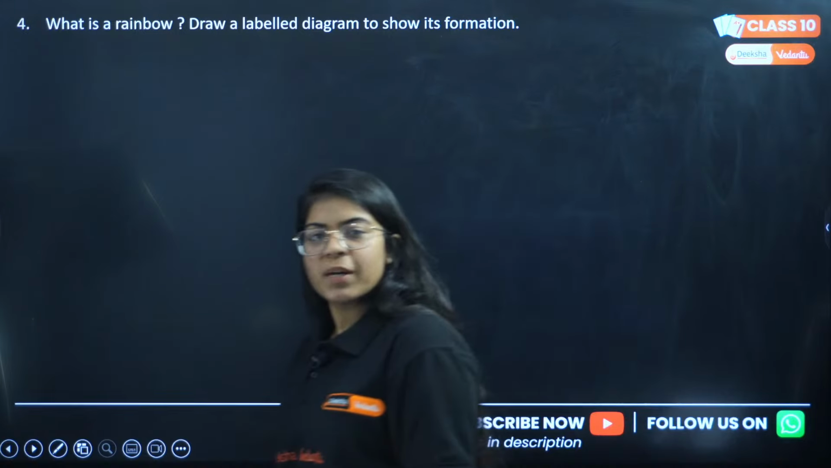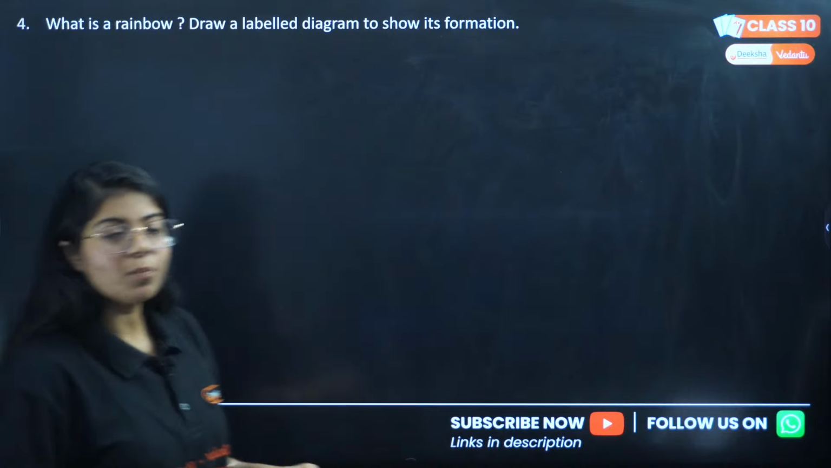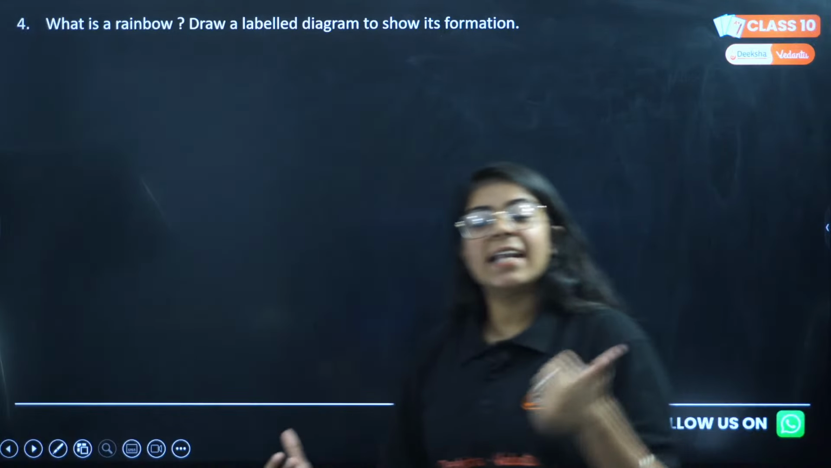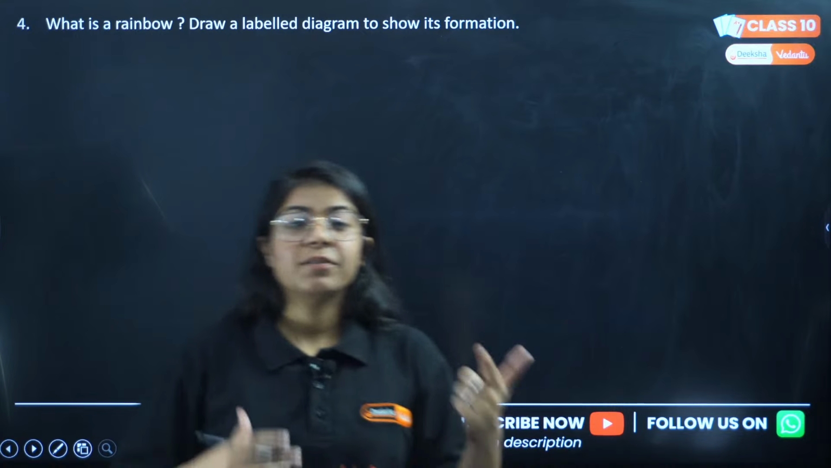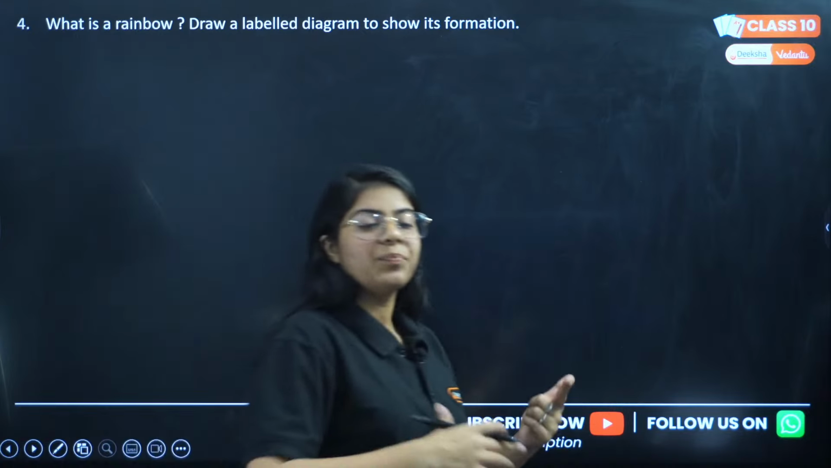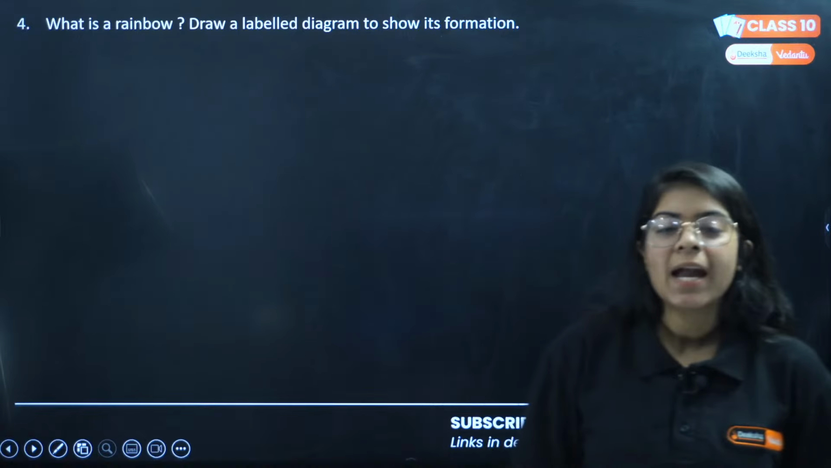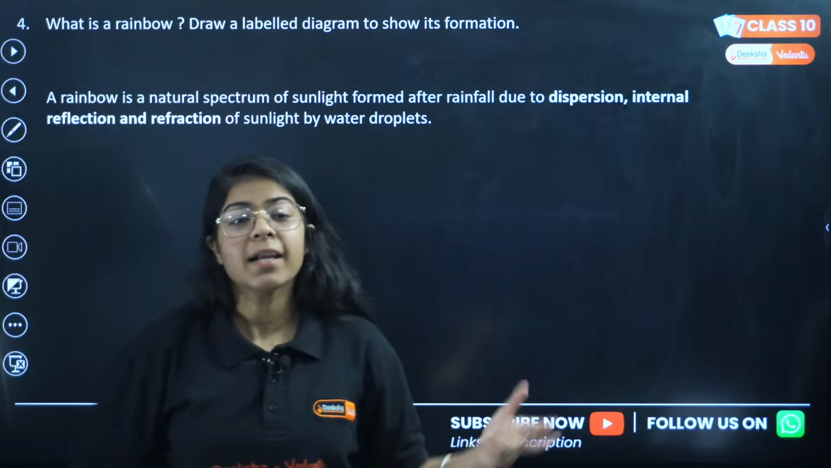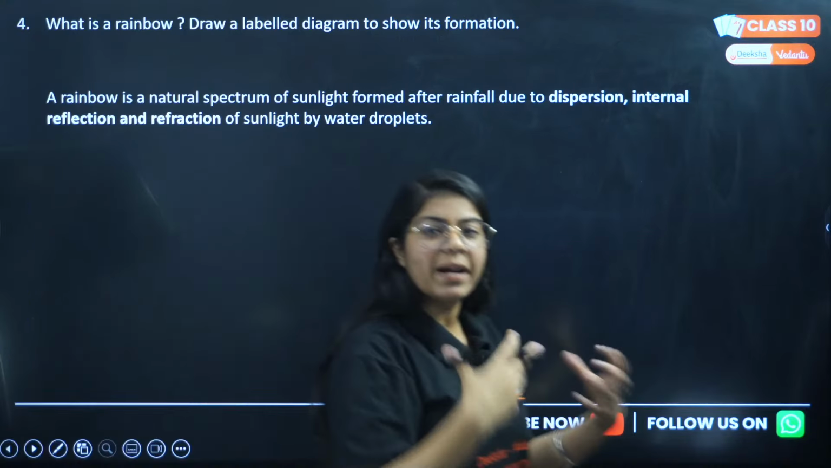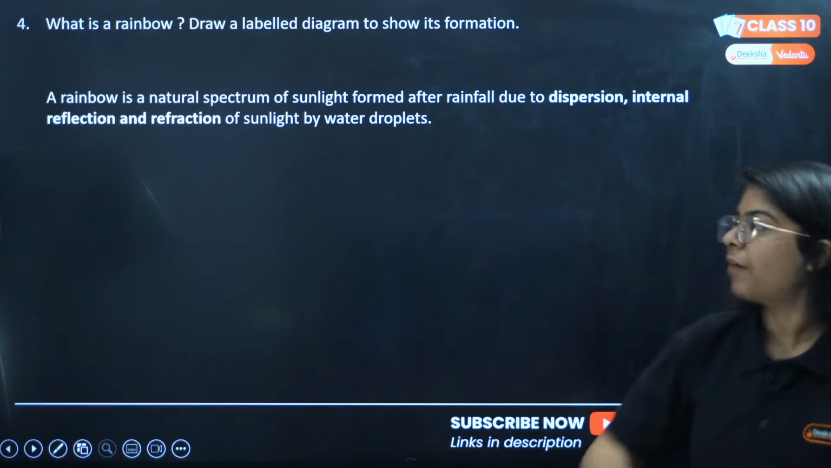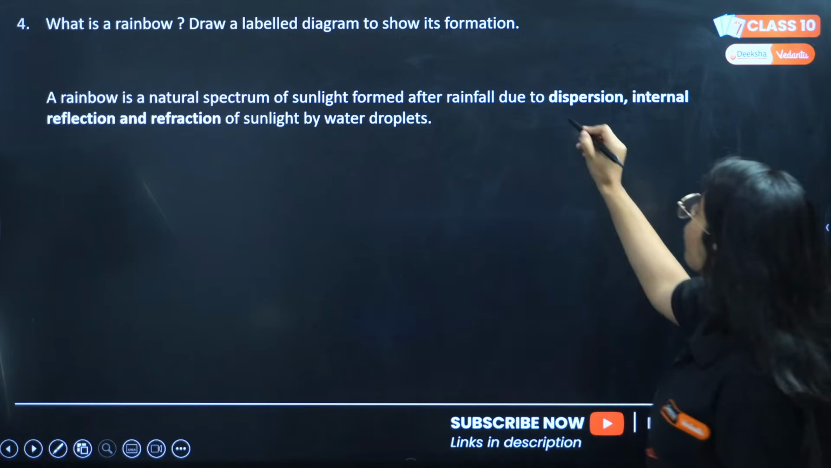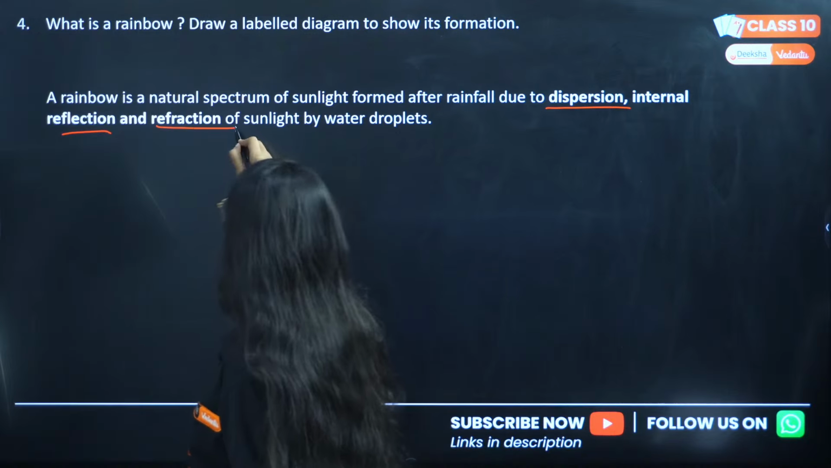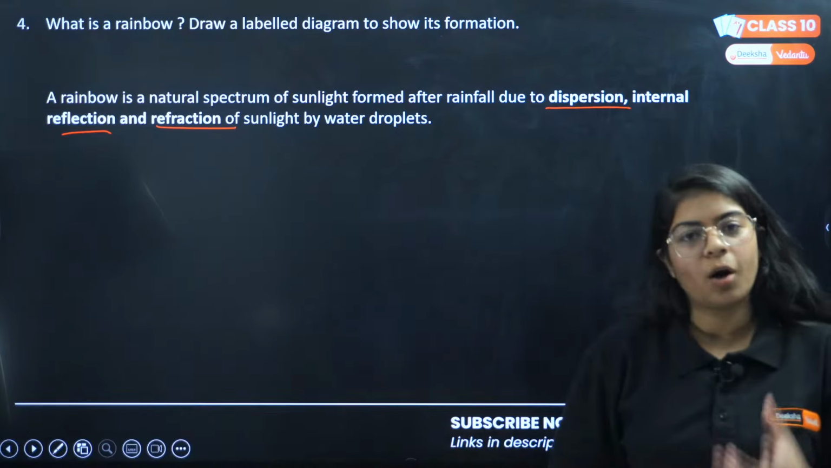Why is a rainbow formed? A rainbow is formed due to dispersion of white light into 7 colors, correct? And inside the water droplets that are forming the rainbow, we have internal reflection happening and then refraction, correct? How can you write the answer? You can write that a rainbow is a natural spectrum of sunlight formed after rainfall, due to dispersion, internal reflection and refraction of sunlight by water droplets, correct?